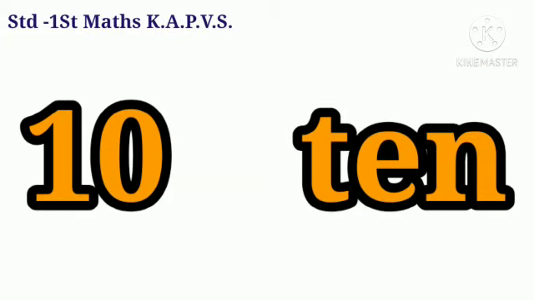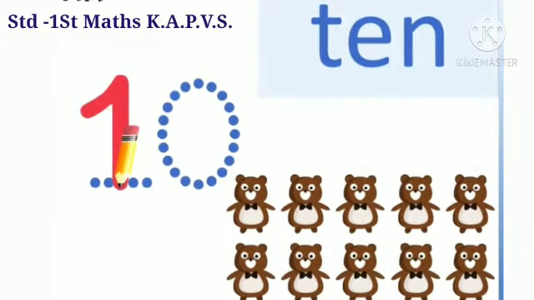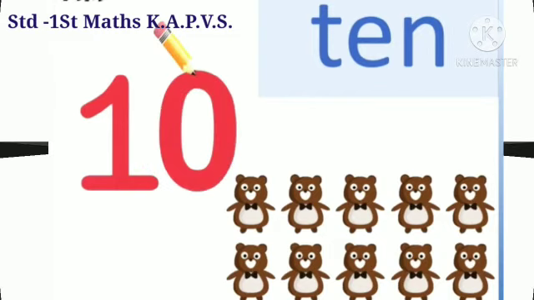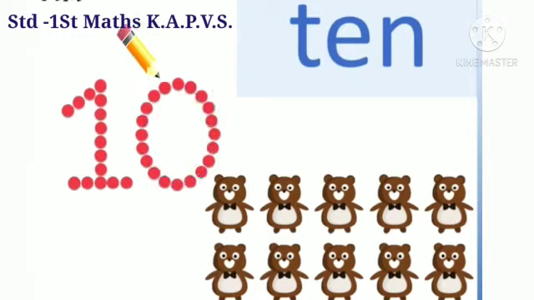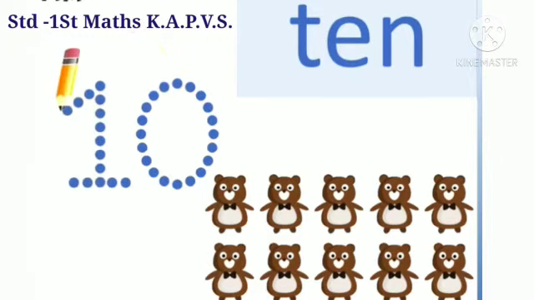Now let's learn how to write number 10. The number 10 is made from 1 and 0. How to write? Look. Slight slanting line, then a straight line and a short horizontal line that makes 1. After that, 1 oval shape circle is written, that makes 0. 1 and 0, this number is 10.